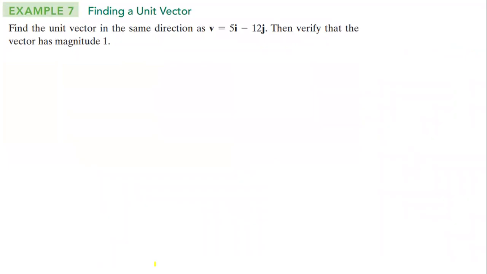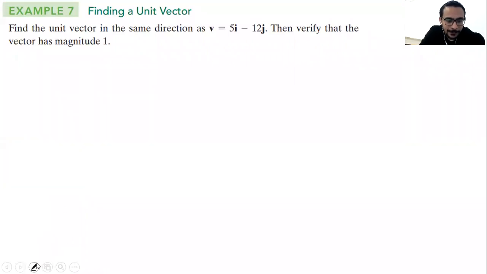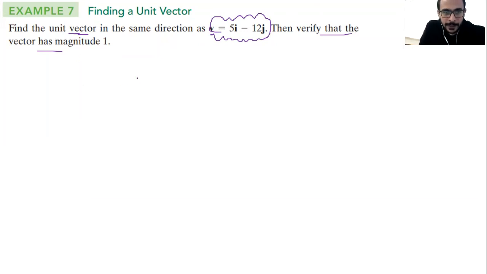So simply, when the question asks you to find the unit vector of v equals 5i minus 12j, then verify that the unit vector has a magnitude of 1. So what's the unit vector? It's the vector v over the magnitude of v, which is equal to v, 5i minus 12j, over the magnitude of v.